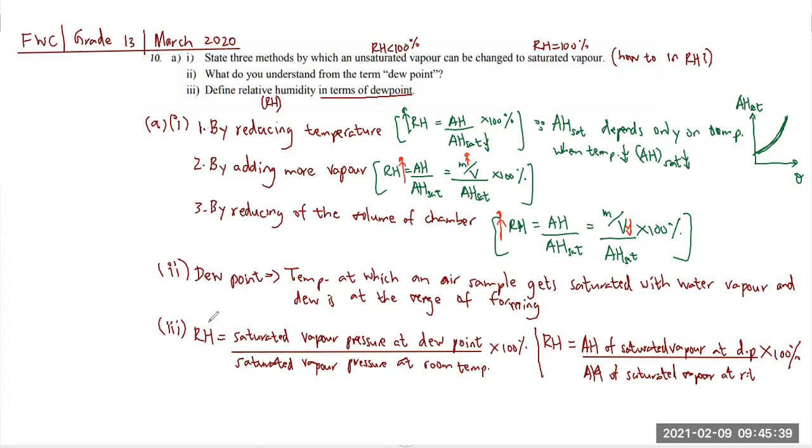The other equation says relative humidity is equal to unsaturated vapor pressure at room temperature divided by saturated vapor pressure at room temperature. If not, absolute humidity of unsaturated vapor at room temperature divided by absolute humidity of saturated vapor at room temperature. So dew point is not there in the other two equations. That's why they are wrong. These are the two possible answers for this question.